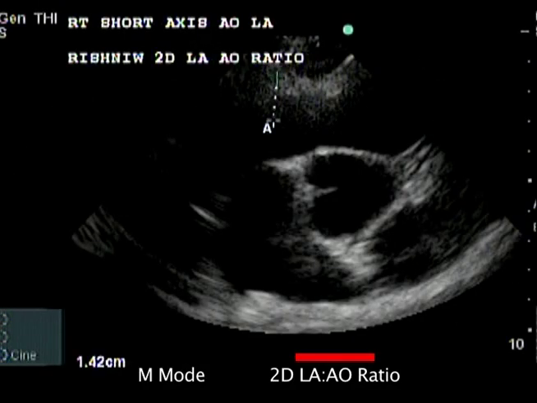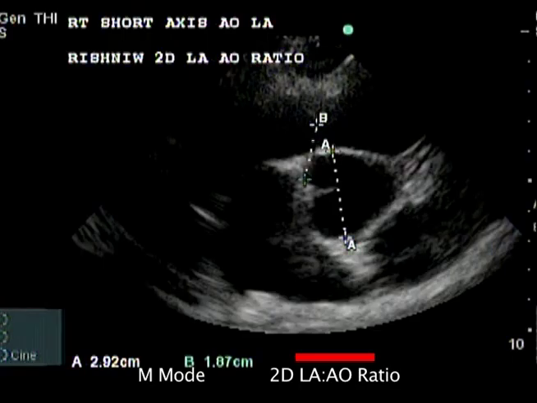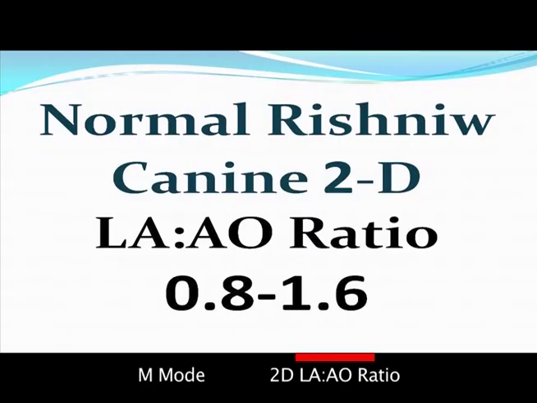In the Rishniw method, aortic diameter is measured vertically along the line between the non-coronary cusp and the right cusp. Then the left atrium is measured along the line beginning at the left atrium, between the non-coronary cusp and the left cusp, to the left atrial free wall. The normal ratio for dogs is 0.8 to 1.6. Values exceeding 1.6 indicate left atrial enlargement.